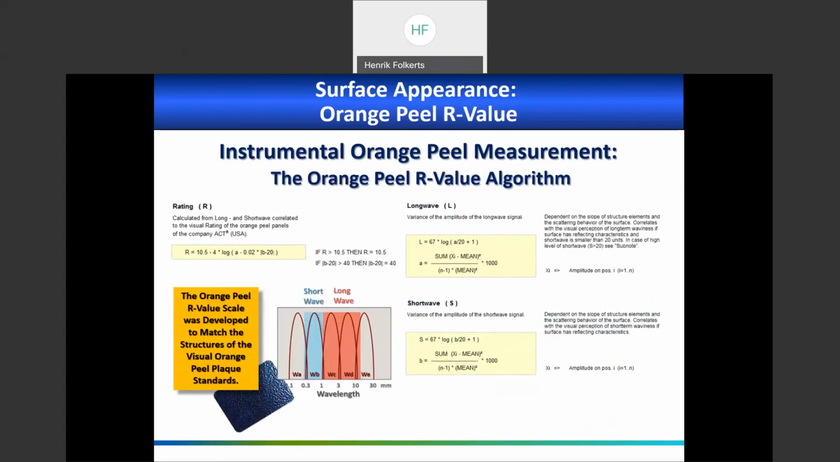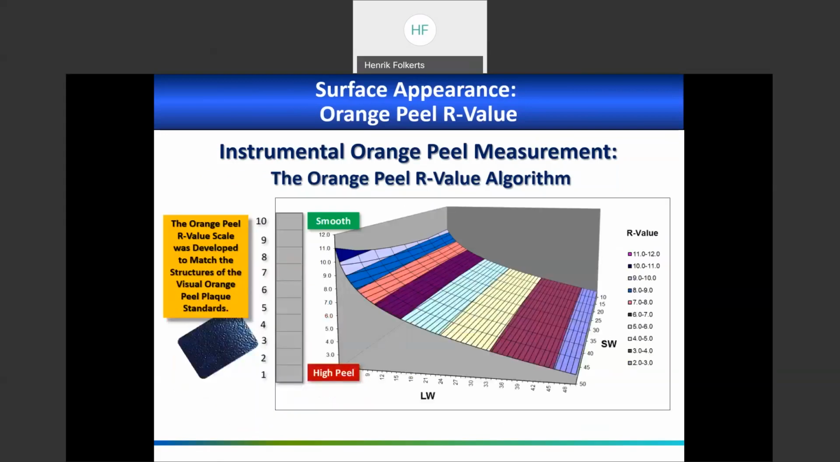And here is the equation for the rating value. It's kind of complicated, but it was just something that I wanted to show you guys so you understand that the majority of this comes from the long wave and not a lot from the short wave. And here's just an example to show you how these different R values look and the effect that they have. So again, the short wave has a lot less of an effect than the long wave on the R value.